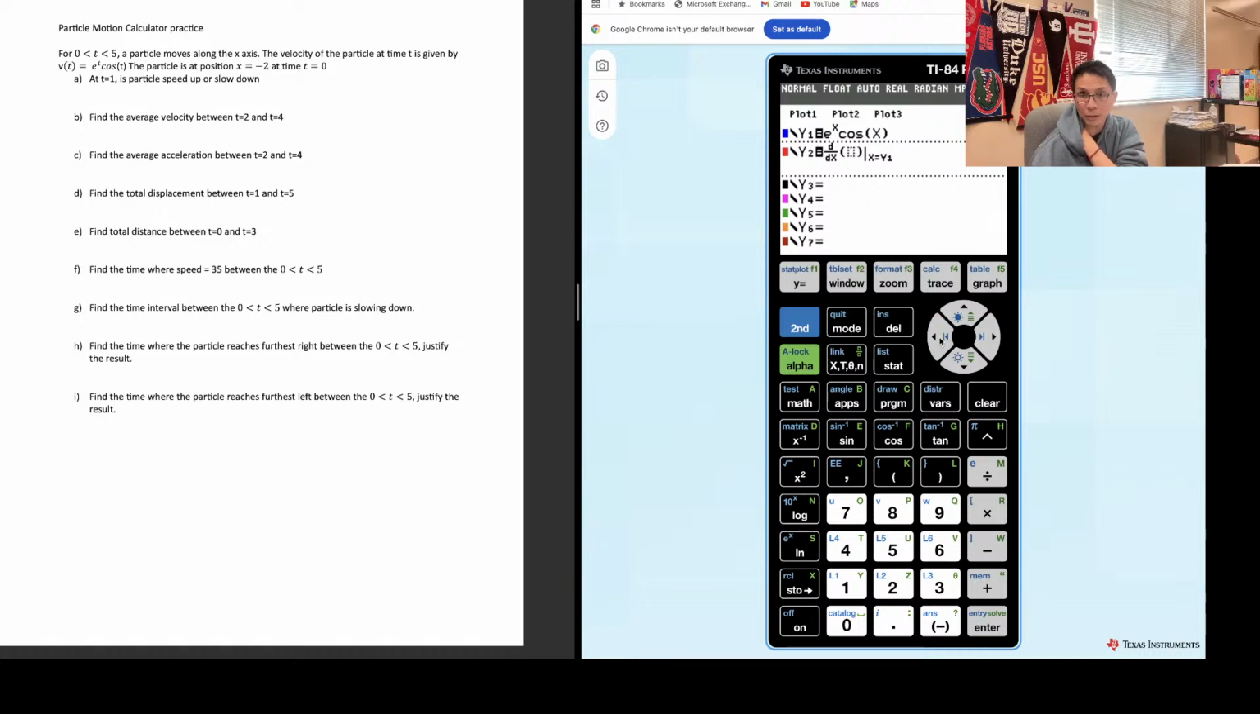Oops, it should be right here. Y-VARS, function y1, and this one is x equal to x. Any questions here? And I'm going to graph it correctly.